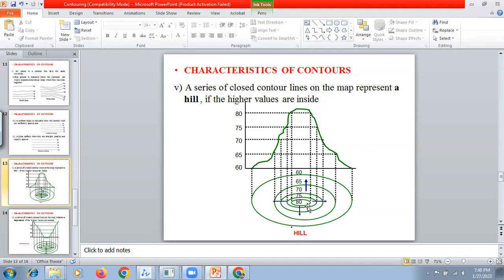Okay. You can see at the center, how much is the level? 80, then 75, then 70, 65, 60. So the contour interval is 5 meter. And as you go away from the center, it is going to drop: 80, 75, 70, 65, 60, like that. That means it's a hill where the peak point is here.